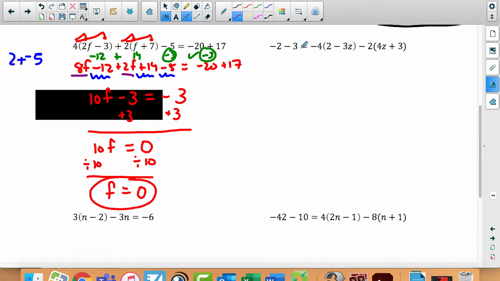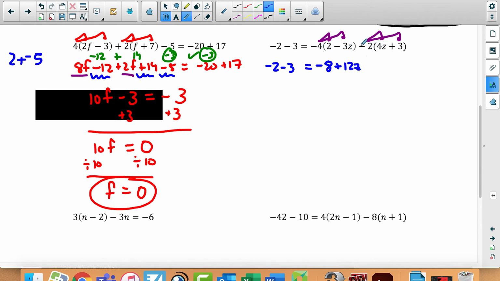Okay, next one, any distributive property. Yes, two spots again. We're going to be very careful here. You see why in a second. Okay, so we'll leave the negative 2 minus 3 for now. I know you could combine that, but what the heck. Negative 4 times 2, well, it's only one negative, so it's negative 8. Negative 4 times negative 3z. It's going to be positive because there's two negatives, and 4 times 3 is 12z.